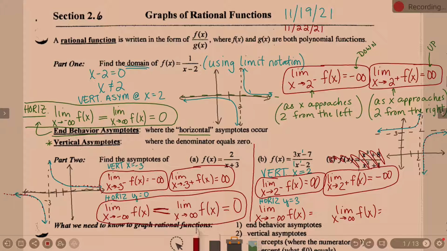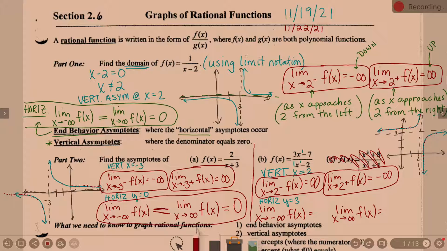Now, okay, horizontal limits. As x approaches negative infinity, as I trace my graph off to the left, what y value is it getting closer and closer to? It's getting closer and closer to the y value of the asymptote of 3. And it's coming from the top side, right? Okay, so that one equals 3.